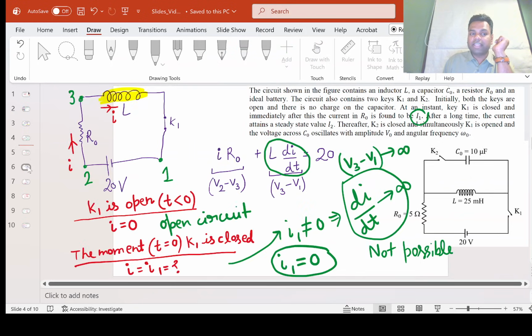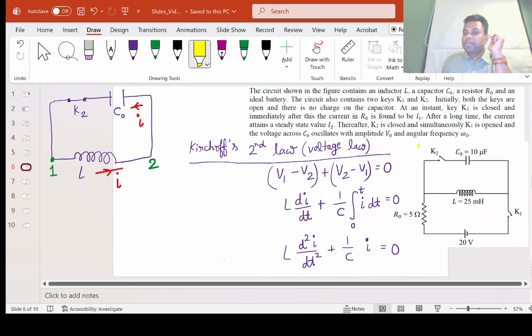So in the second part, when the current in this RL circuit has reached a steady state, we open K1, we break this loop, and we close K2, so we complete this loop here, and that is an LC loop, an LC circuit without a battery. It is an LC circuit without a battery, right?